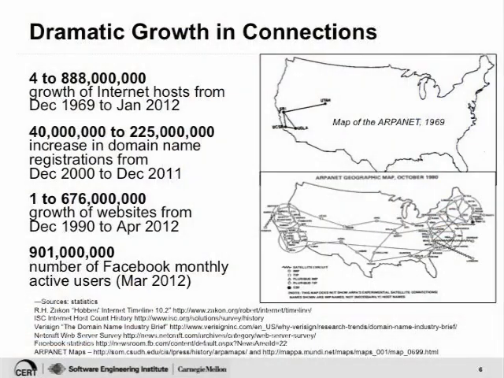So we've gone from Internet hosts, we had 4 of them in 1969. In 2012, it's estimated that there were over 888 million hosts on the Internet. We've had a dramatic increase in the number of websites. Facebook and other social networking activities are now in heavy use across the globe. And so one of the things that we've done, in addition to being very dependent on our information and communications technology, is we've tied it all together.